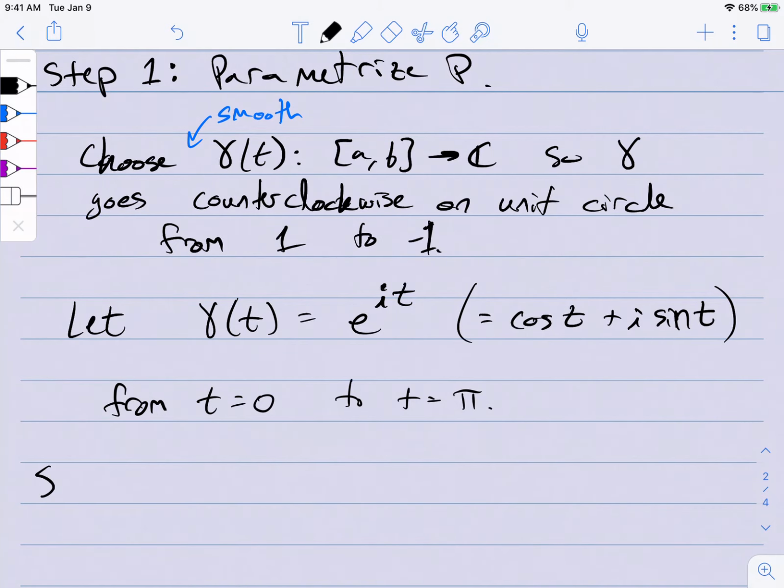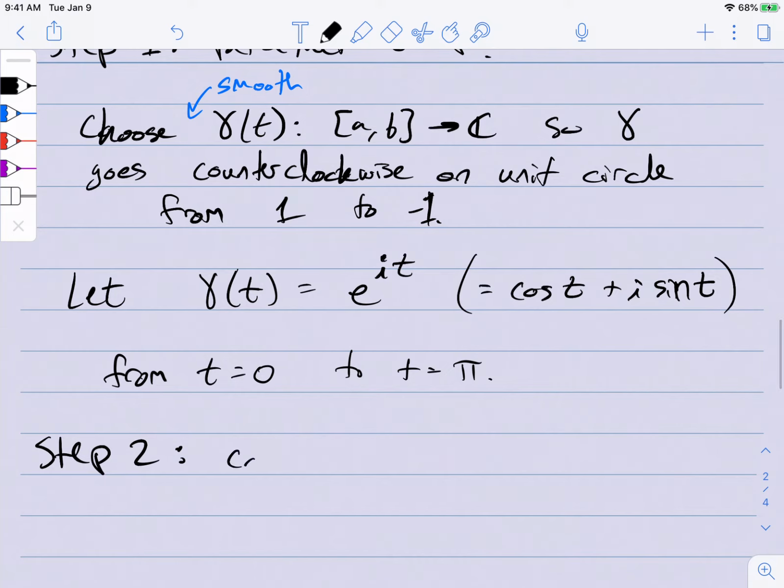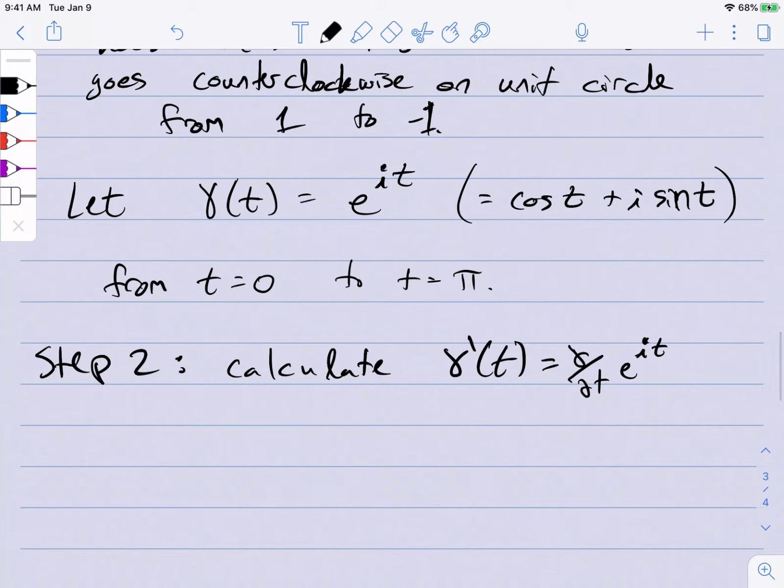And so step 2 is to calculate gamma prime of t. I'm taking the derivative of e to the it, and as you now know, the derivative of the complex exponential function is the same as the usual derivative. It's itself, and using the chain rule, because we've got an it inside there, this is just going to be i e to the it.